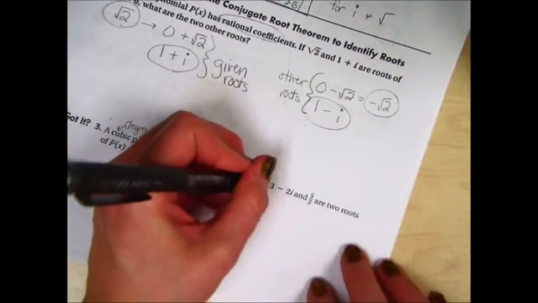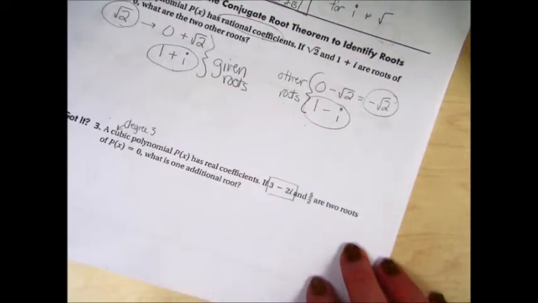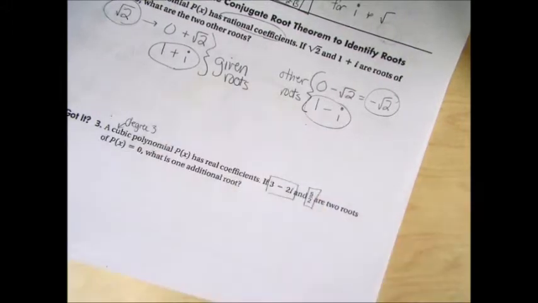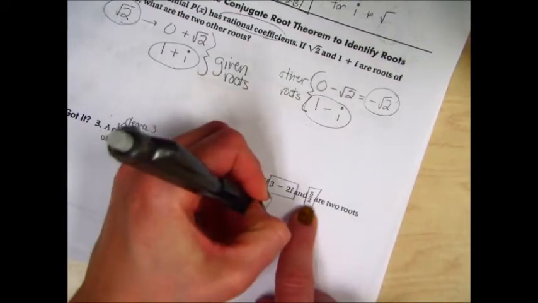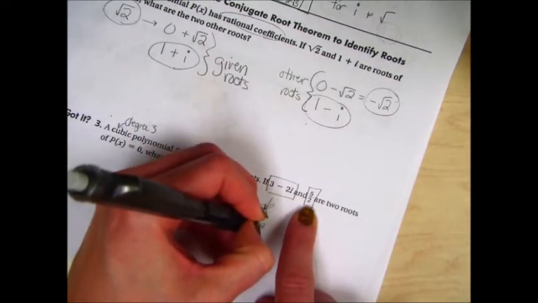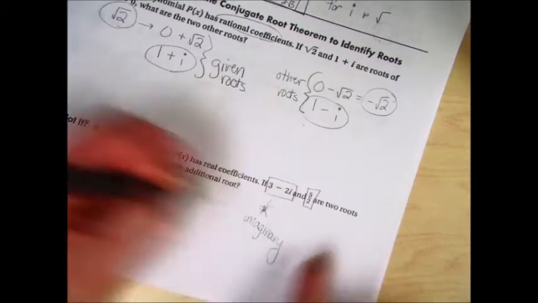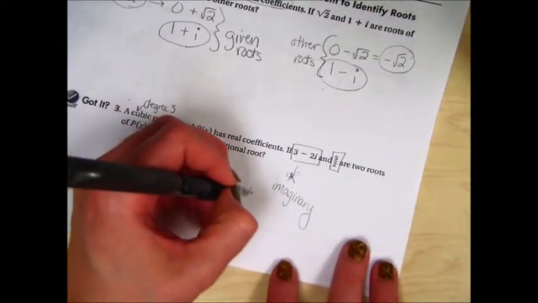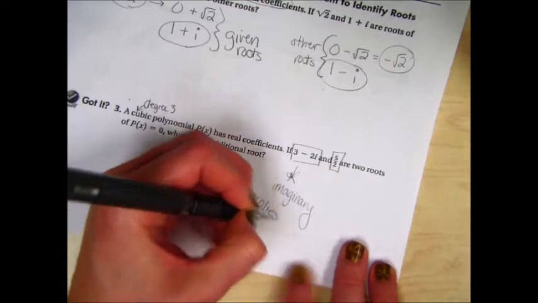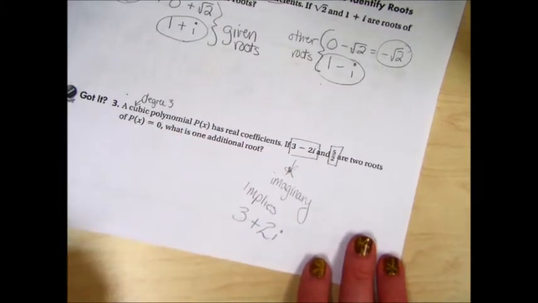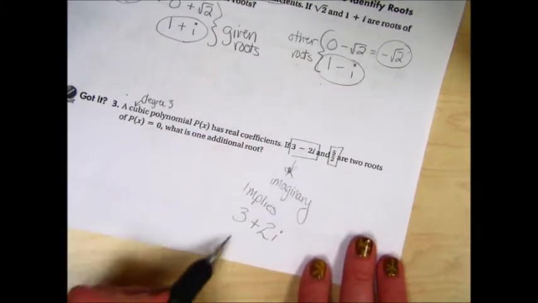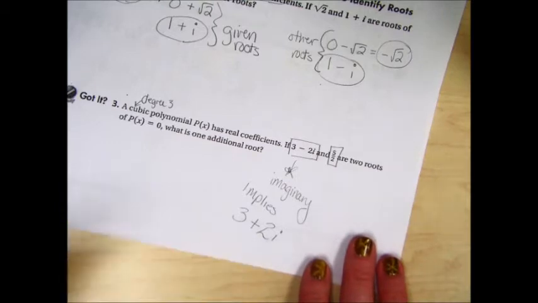They are telling us that 3 minus 2i is an answer, and they are telling us that 5 over 2 is an answer. They're asking us, what is another root? If we know that these two are roots, what's another root? Well, since this one is imaginary, what that implies is that 3 plus 2i is the other root. So if we have 3 minus 2i, it implies that 3 plus 2i is the other root.